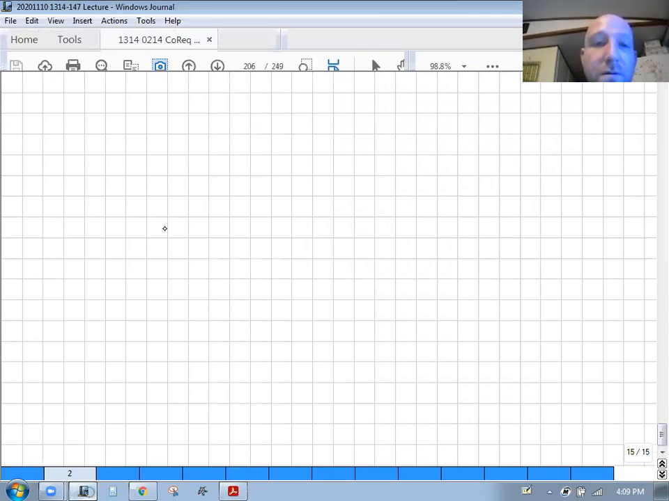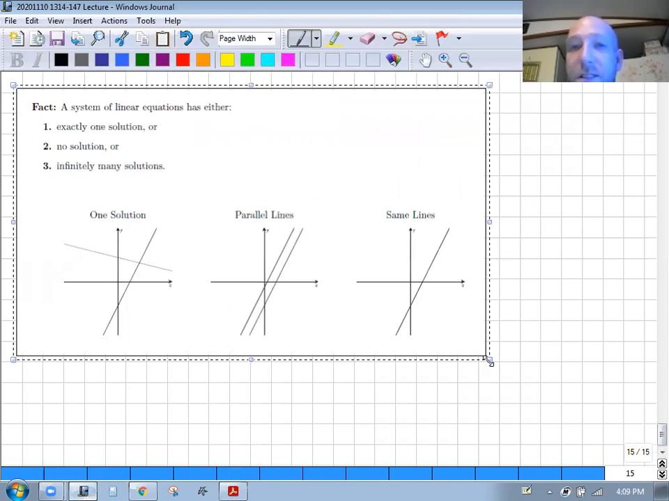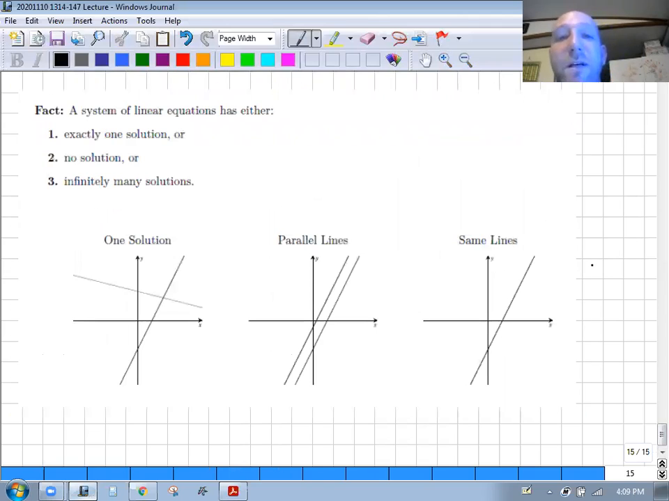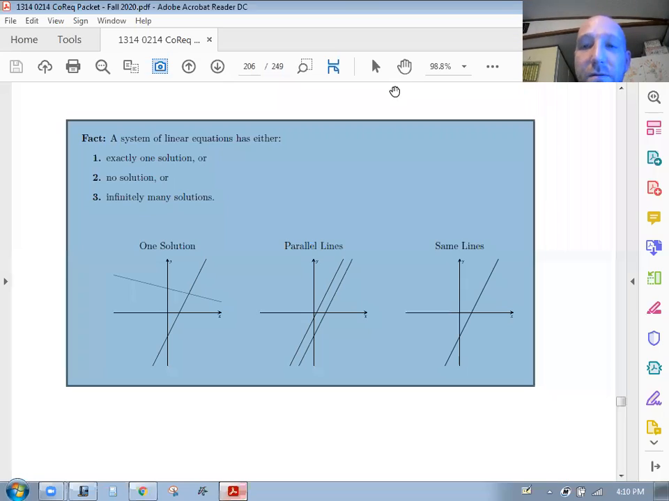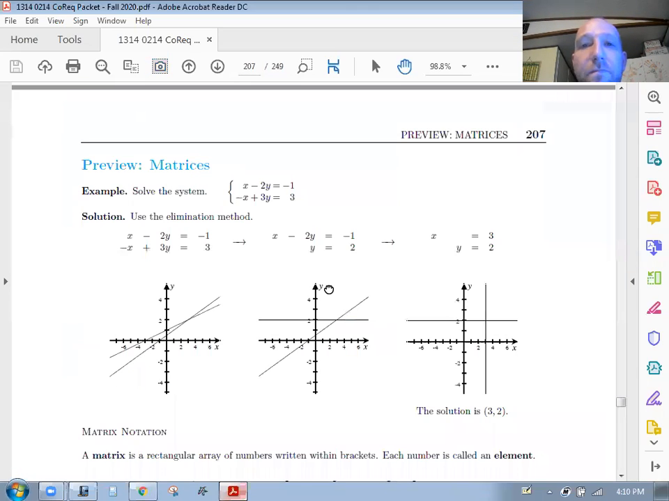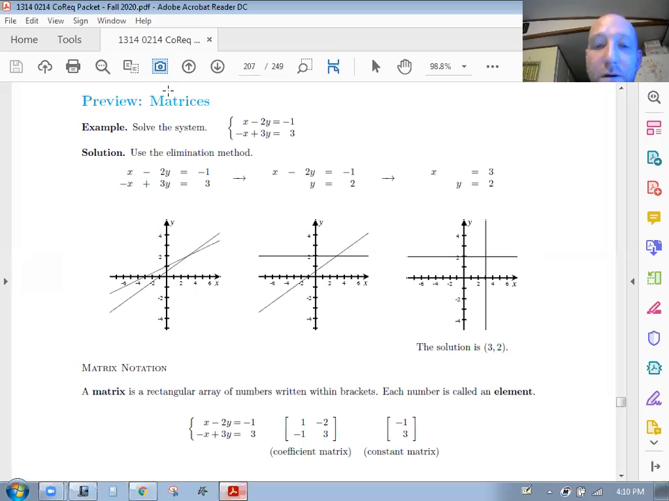So a system of two linear equations either has exactly one solution, like this one where they intersect, no solution where the lines are parallel, or infinitely many solutions where the lines are the same thing. All right? So if they're on top of one another, every single point is a solution. All right, matrices.